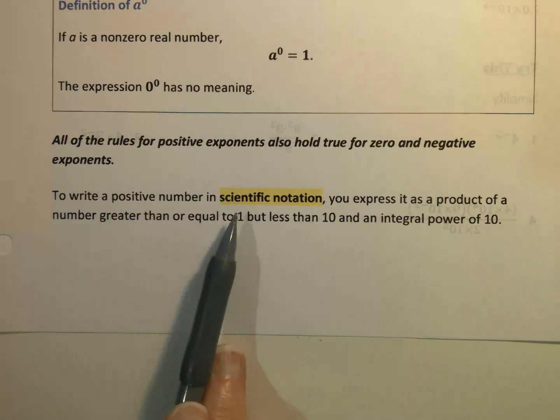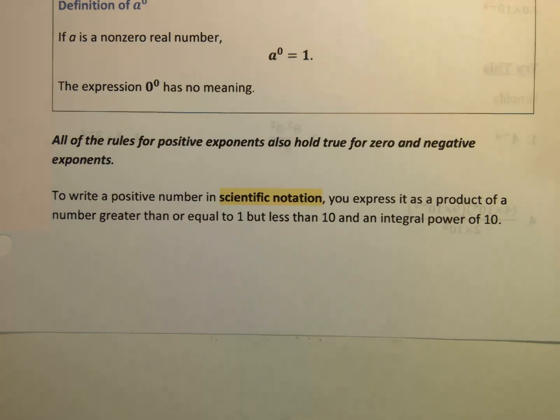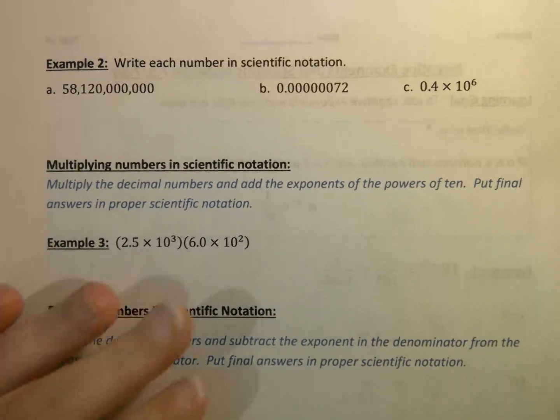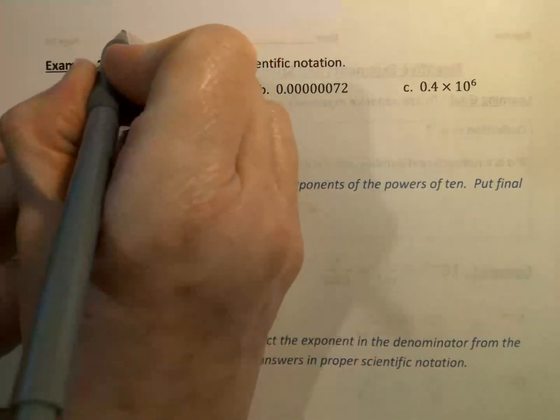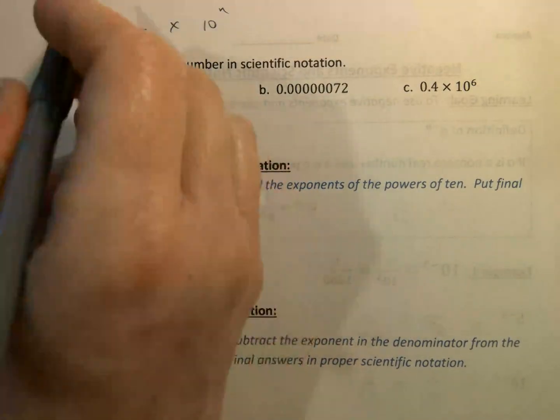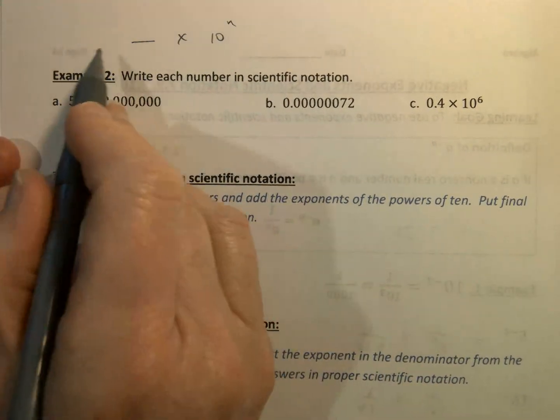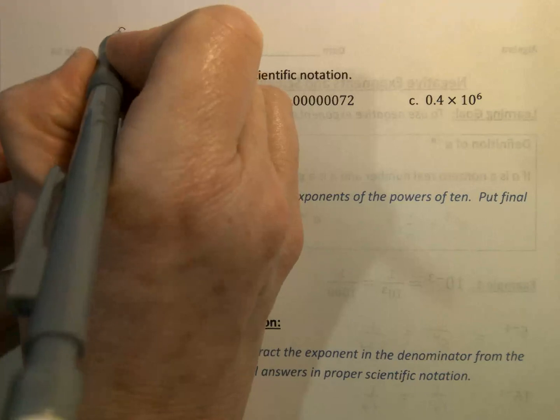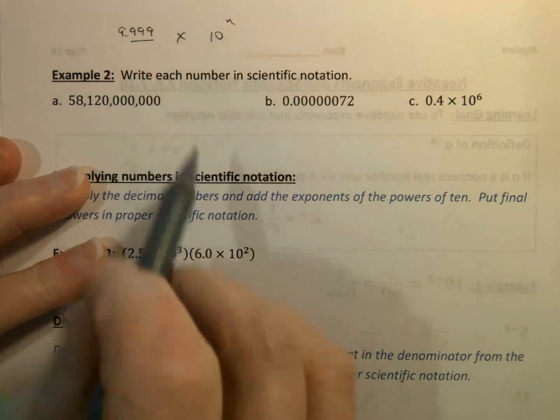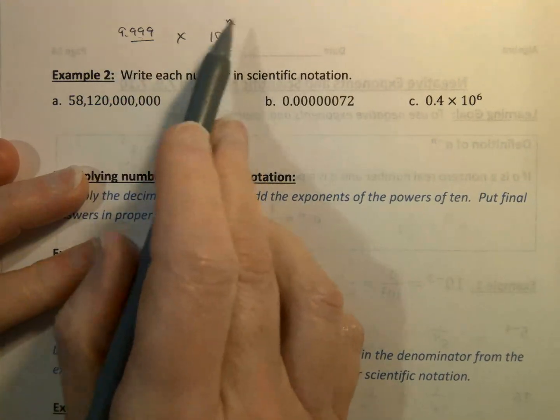Okay, to write a positive number in scientific notation, you express it as a product of a number greater than or equal to 1, but less than 10, and an integral power of 10. So what does that mean? Okay, basically what it means is I'm going to have some number times some power of 10. And that number has to be positive, but it has to be less than 10. So it could be like a 9.999, which is less than 10, times 10 to whatever.